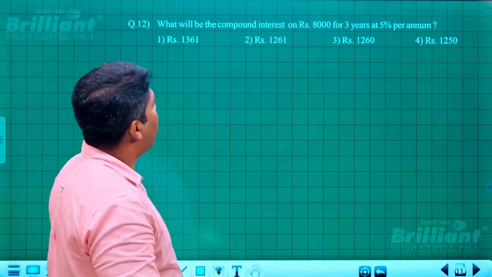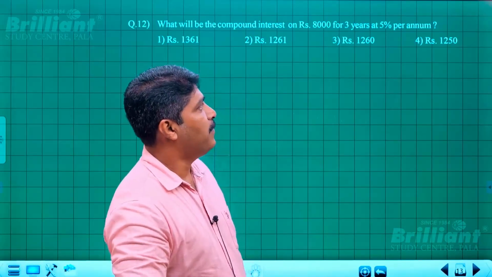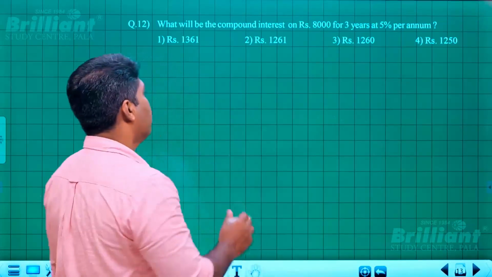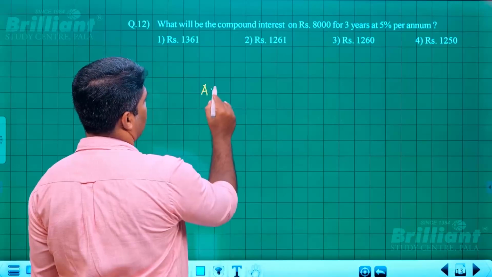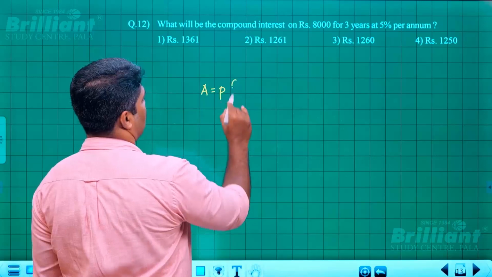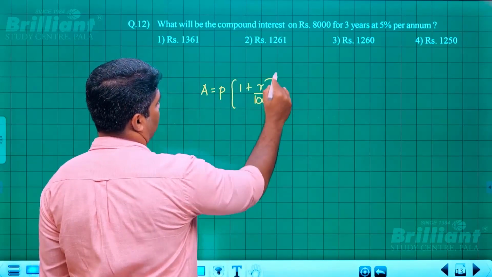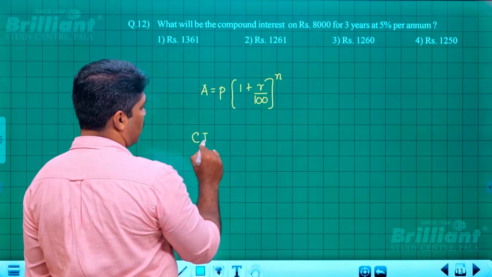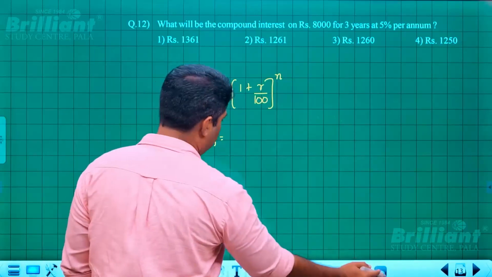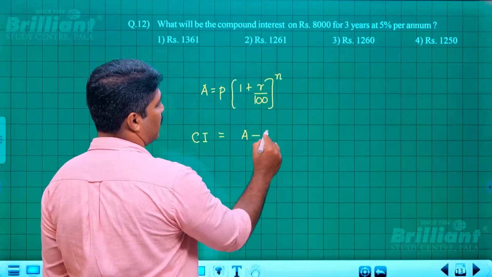Now move to the next question. What will be the compound interest on 8,000 for 3 years at 5% per annum? So what will you do? In such a question, if you need to find the compound interest, we know that the formula for amount under compound interest is 1 plus r by 100, the whole raised to n. And for finding the compound interest for n years, the net compound interest is equal to amount minus principal.